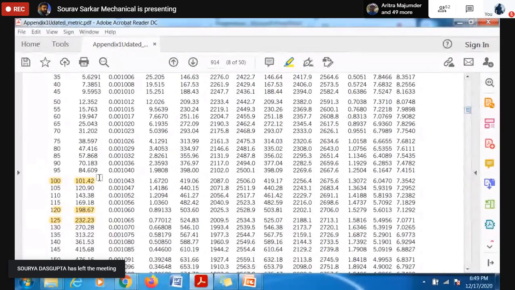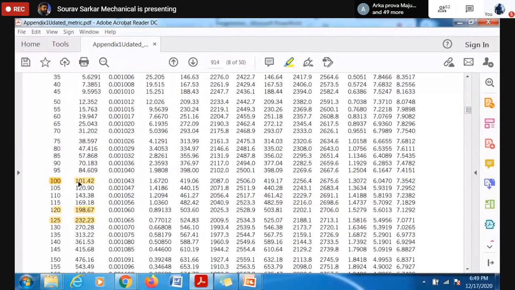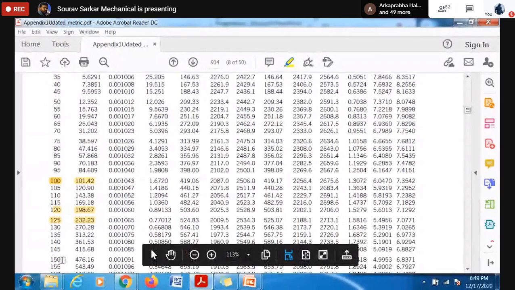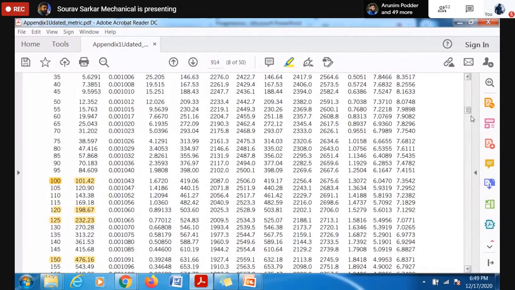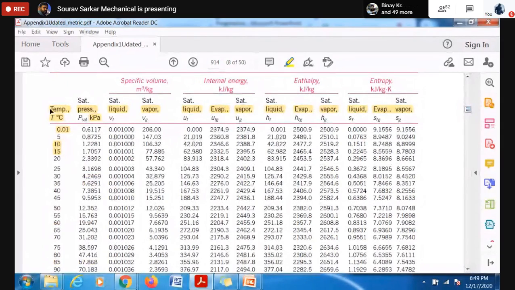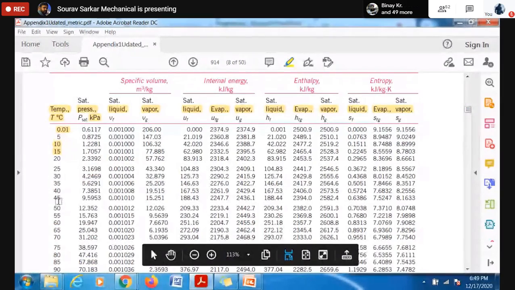No, my question is that suppose I am boiling something at 100 degrees Celsius. My saturation pressure is this one, 101.42. If I want to boil at 150 degrees Celsius, how much do I have to increase my pressure? So this is the difference of these two, 476.16 minus 101.42. Basically, these two columns are interlinked. Each column represents the saturation temperature corresponding to that saturation pressure.